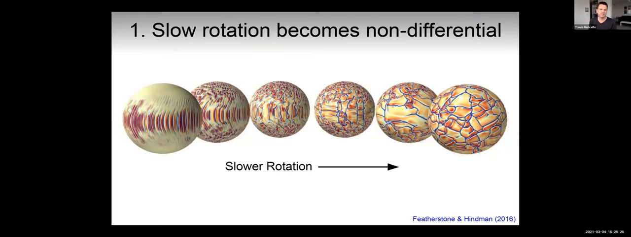So the first step is that slow rotation becomes non-differential. This is known from MHD modeling, where very fast rotators have sort of complex Taylor-Proudman kind of rotation states. But as the rotation rate of a star approaches the convective overturn timescale in the convection zone, convection stops feeling the Coriolis forces that set up naturally this differential rotation pattern. And you tend toward a state of uniform rotation or possibly anti-differential rotation. So the main point is that in the limit of rotation rate getting slower, you basically eliminate the ability to produce substantial differential rotation.